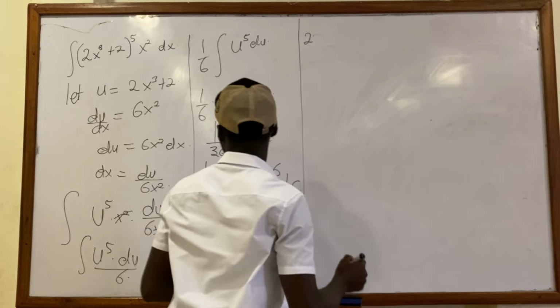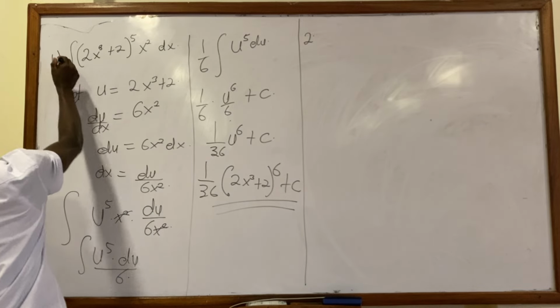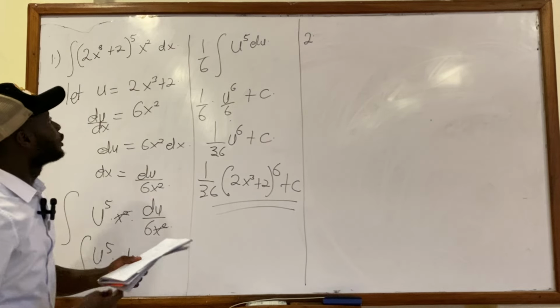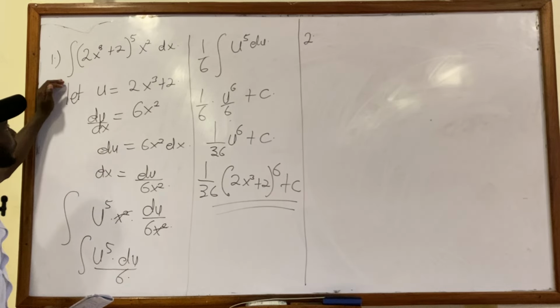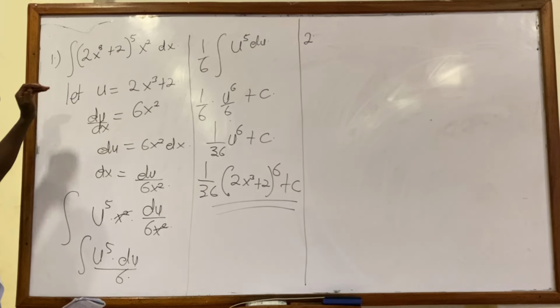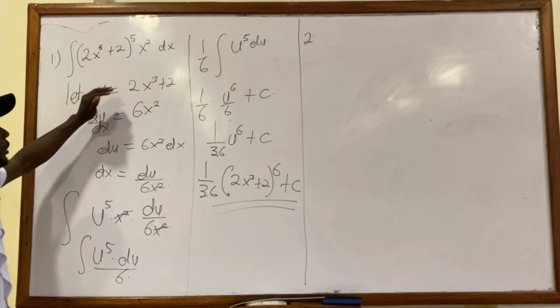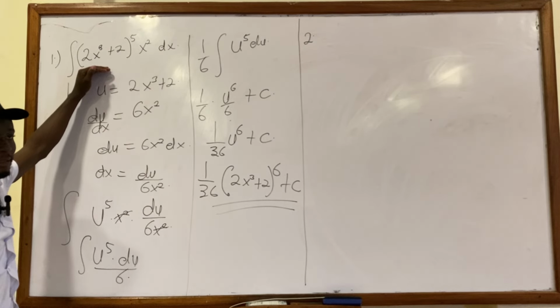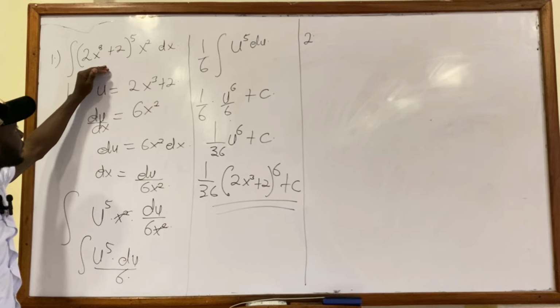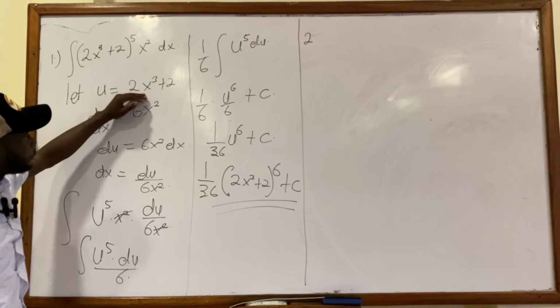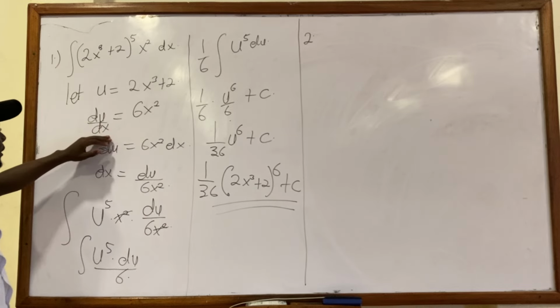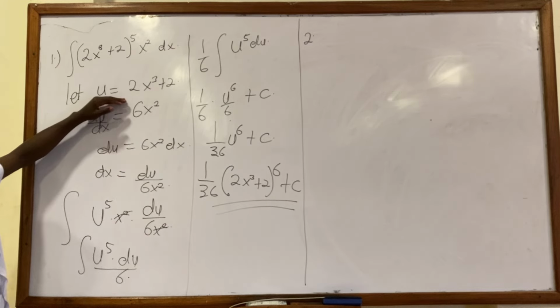This is question number 1. So let's go over this particular evaluation again. When you are asked to evaluate this integral, let u equal the function inside the integrand. So let u equal 2s cubed plus 2, then you differentiate that particular function.